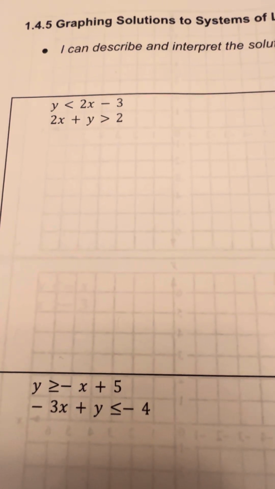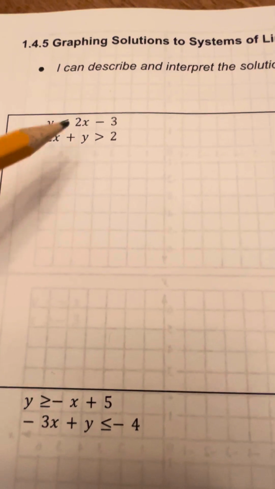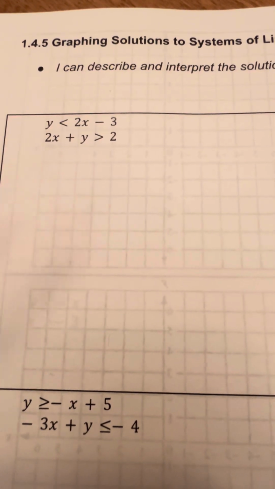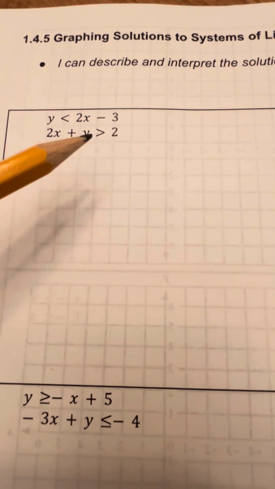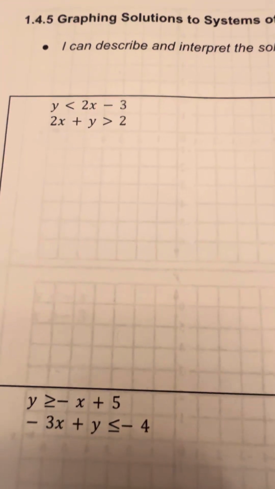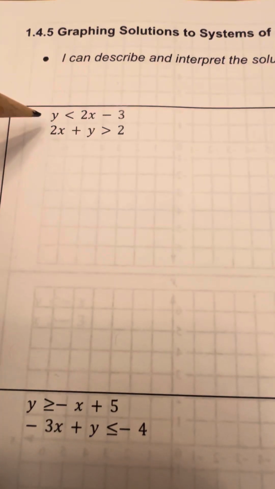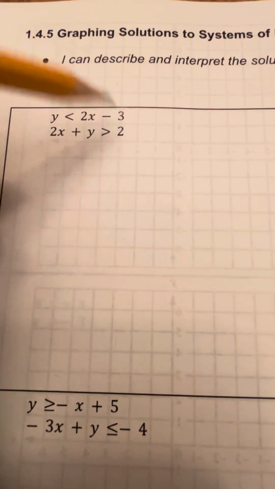All right, I'm doing a system of inequalities here. So if you've seen any of the videos on just graphing one line, we're actually going to do the same thing. We're going to graph two lines this time. We're going to find out where the double shaded area is after I've graphed both inequalities. So we're going to start off with the first one, which is right here in the top. Y is less than 2x minus 3.